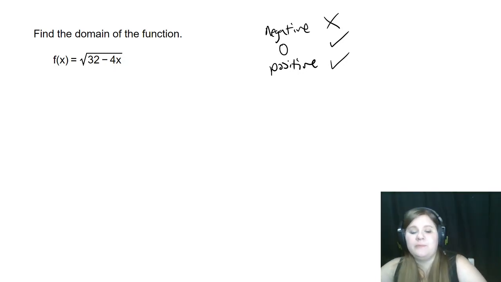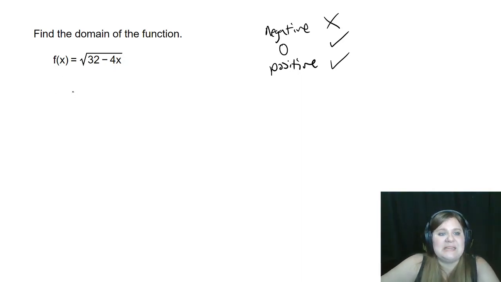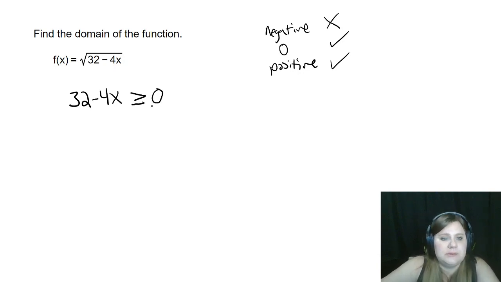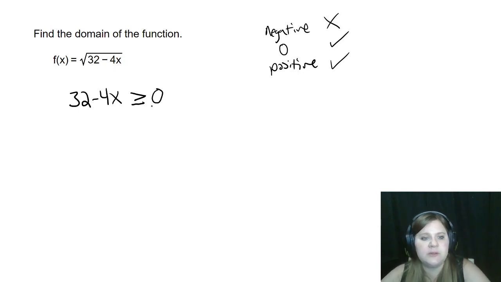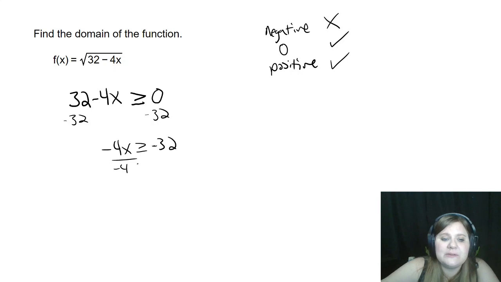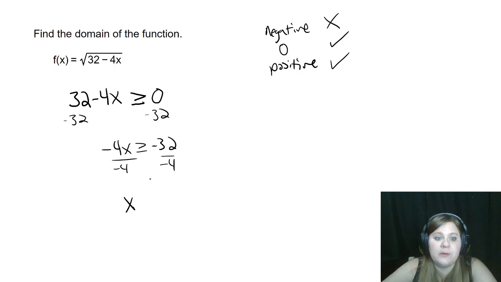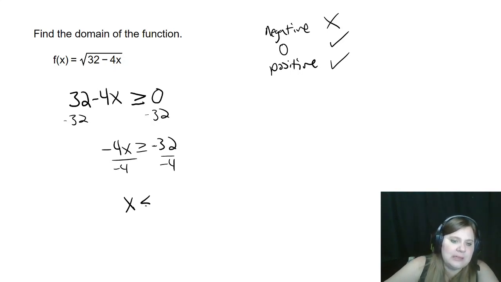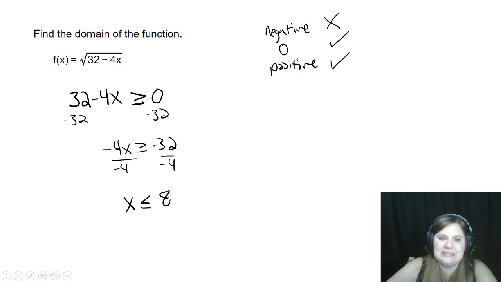Possible for it to be 0 and positive means I take what is under the square root, 32 minus 4x in this case, and I set it greater than or equal to 0. This would cover all numbers that are not negative. So I want to solve this. If I subtract 32 from both sides and divide by -4, when I divide by a negative in an inequality, it flips the inequality sign. So even though it was greater than or equal before, it is now less than or equal to 8.